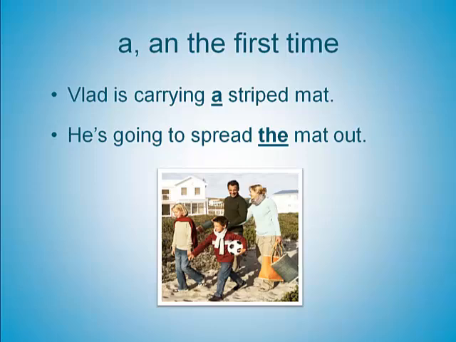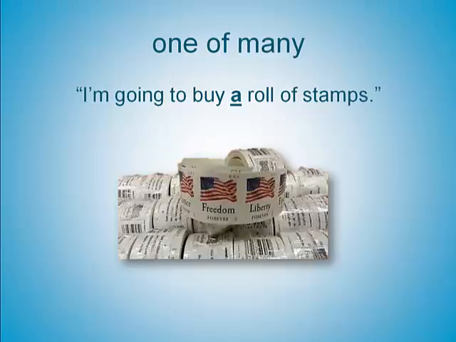Sometimes we talk about one of many things which are all alike, like rolls of stamps. They're all exactly the same, so it doesn't matter which one I get. I just want one of them. I'm going to buy a roll of stamps. Other times there is only one of something, and since we all know which one we're talking about, we use the: the sun, the earth, the King of England.